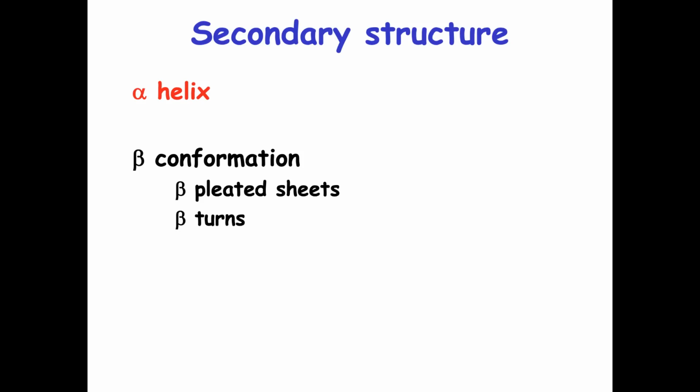Prominent local structures that we'll look at are alpha helix and beta conformation. Now, both of these are very stable structures, and they're common in a lot of different proteins. So first we're going to look at the alpha helix.